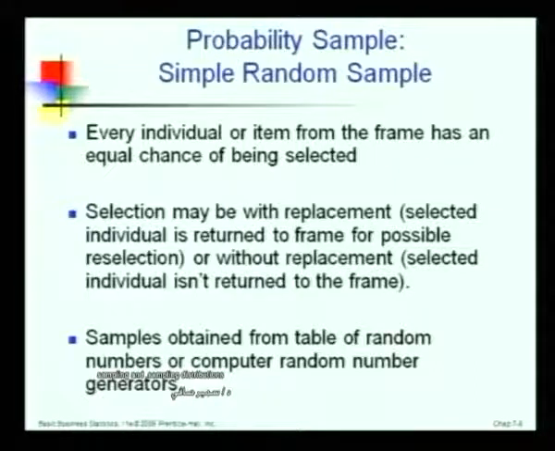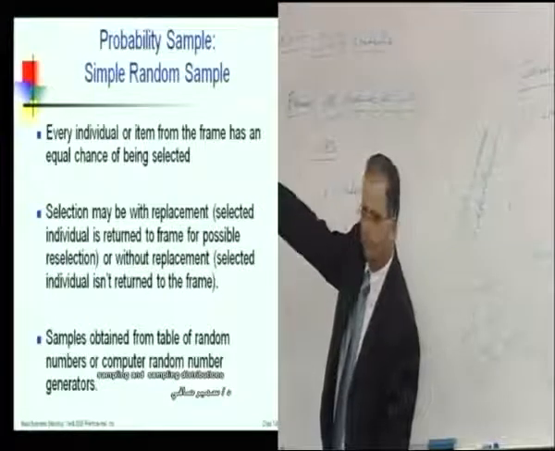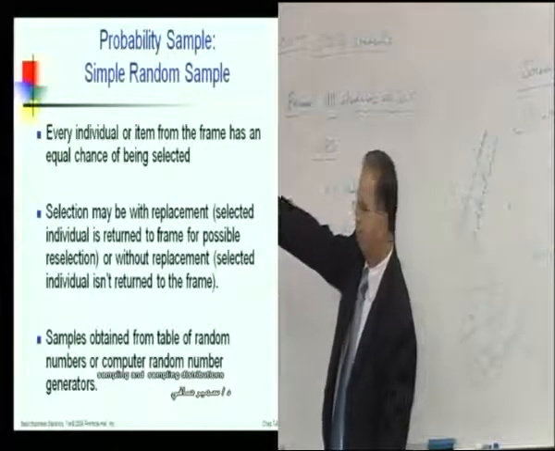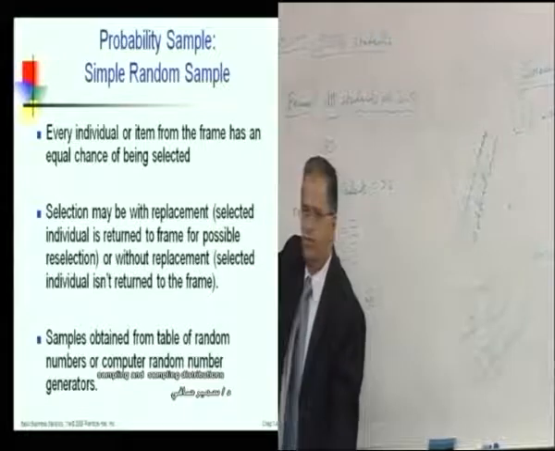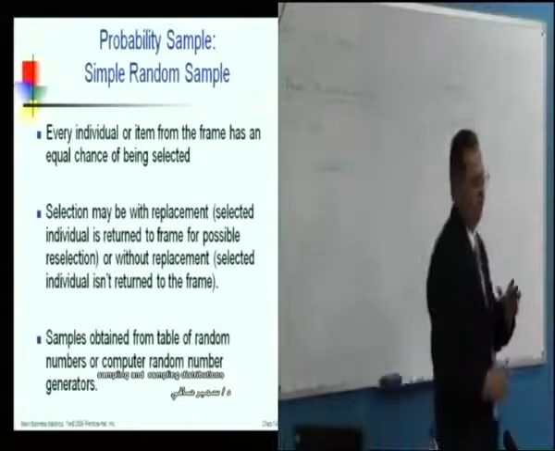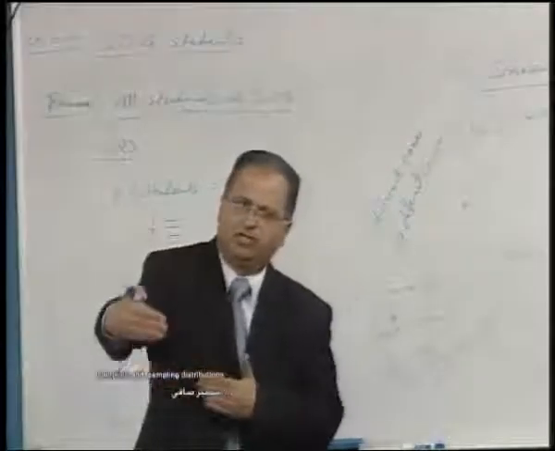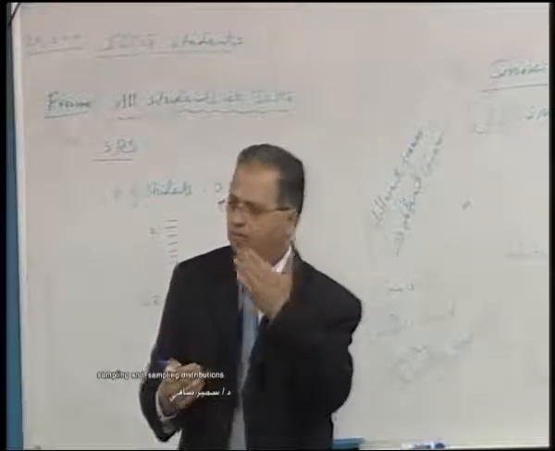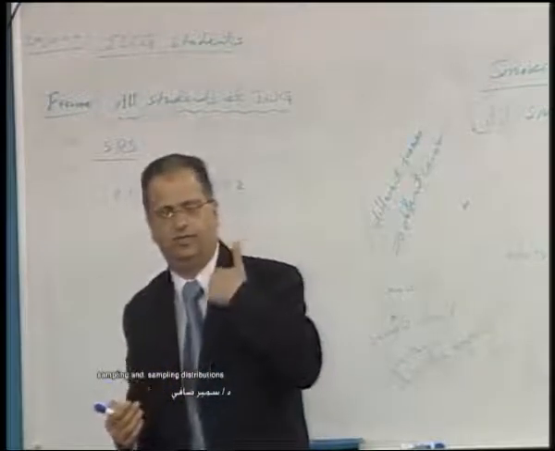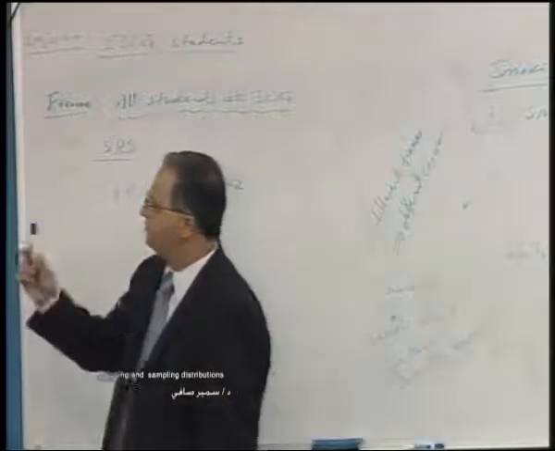Selection may be with replacement or without replacement. With replacement means the selected individual is returned to the frame for possible reselection, or without replacement means the selected individual or item is not returned to the frame. So that's the two types of selection.